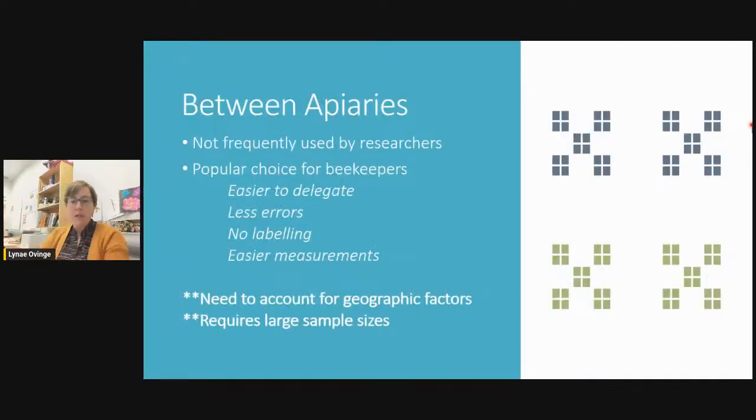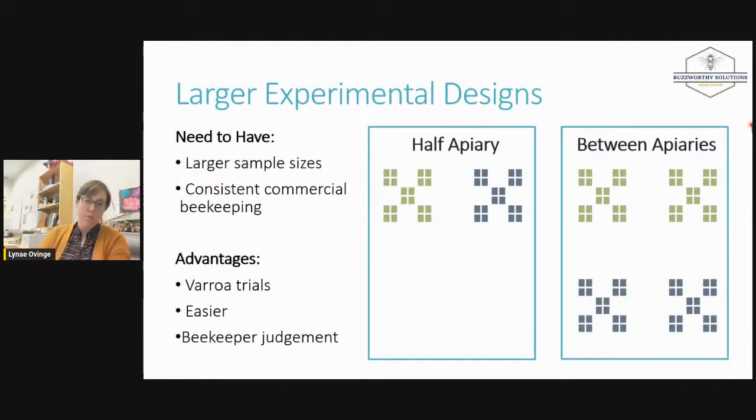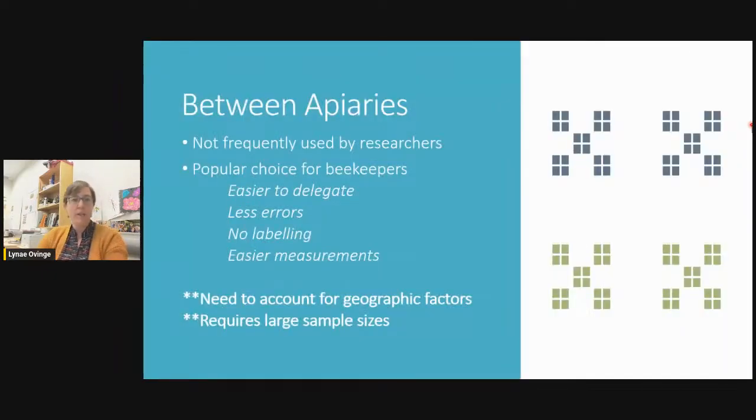So we're going to start with the between apiaries design, which is the big design. This is really not frequently used by researchers. There's a few reasons why they do it, but for the most part, they're using other designs. But I do find when I talk to beekeepers, it's a popular choice that they're using.